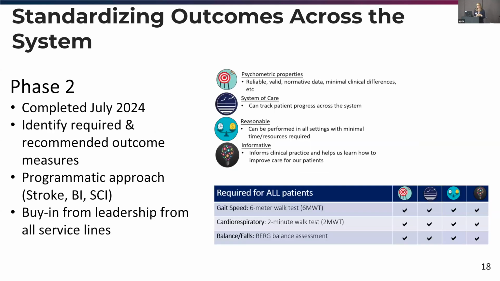Phase 2, we completed in July of this year. We took all of that information and we identified the required outcome measures that we want to collect. We took a programmatic approach. We focused on stroke, brain injury, and spinal cord injury, and we were looking at psychometric properties. Can it be tracked across our system of care? Is it reasonable and informative? And so we finished those decisions, and we will be implementing soon.